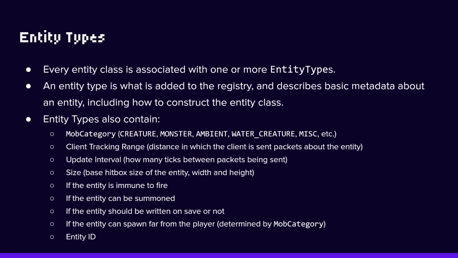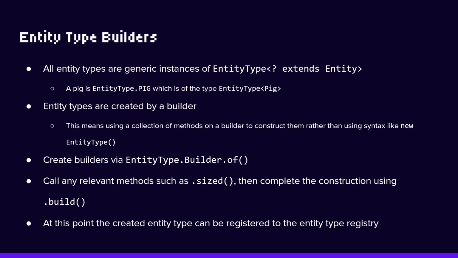And if it can spawn far from the player. So creatures, for example, spawn with chunks, while monsters spawn in a circle around the player. So that's the difference there. And then the entity's ID, which is its unique ID in the registry. So to create entity types, use the entity type builder.